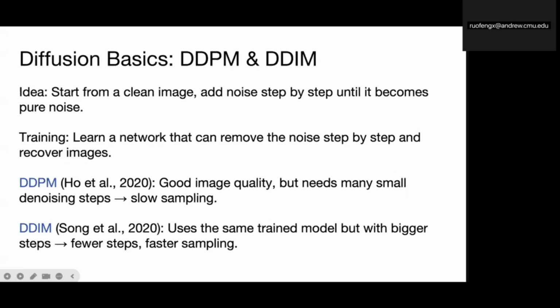DDPM is our baseline method. It gives good image quality, but it needs a lot of tiny steps, so generating each image is slow. DDIM keeps the same trained model, but it uses a smarter way to step through time so we can take larger steps. This means fewer denoising steps and faster sampling, usually with similar visual quality.